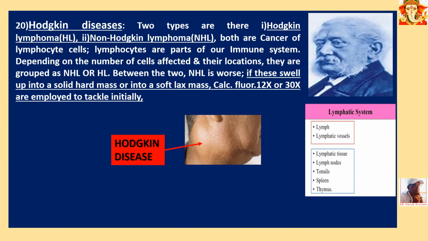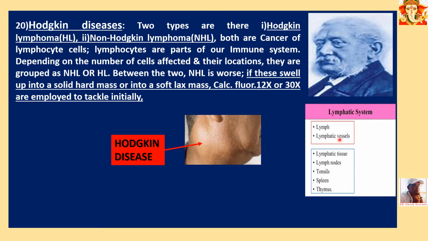20. Hodgkin disease. Hodgkin disease is actually a type of cancer. Two types are there. Number one, Hodgkin lymphoma. Lymphoma, you know, means cancer of lymph glands, and non-Hodgkin lymphoma, NHL, HL, NHL. Both are cancers of lymphocyte cells. Lymphocytes are part of our immune system. The contents of the lymphatic system have been given here. In lymph there is some sort of fluid like blood, and lymphatic vessels like blood vessels.